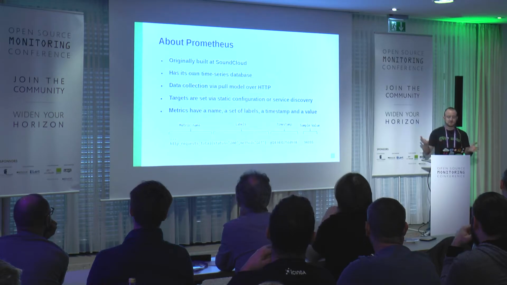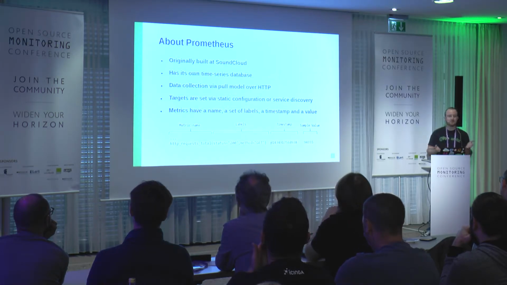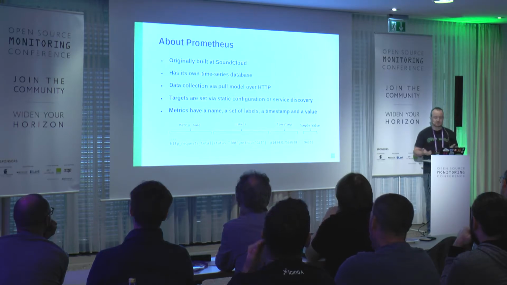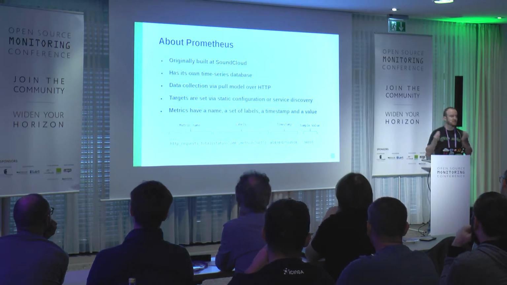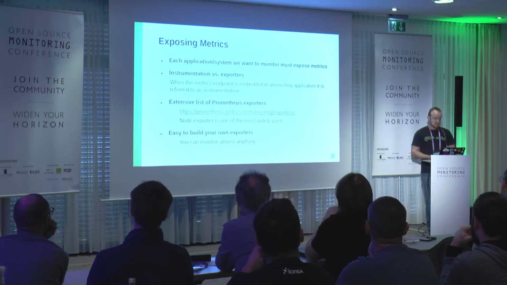The metrics in Prometheus are very simple. As you can see here, there is a name, labels, which you can customize, a timestamp, and a value, which is always a float number. So a metric is always a measurement of something.